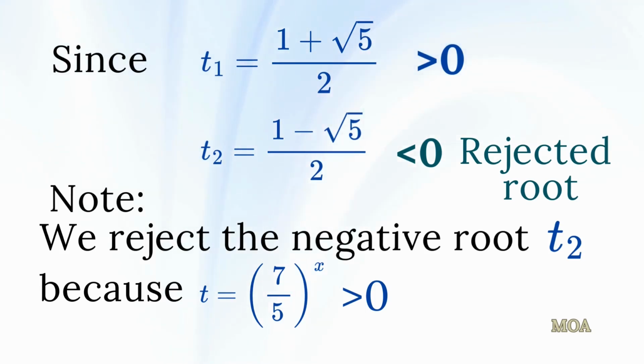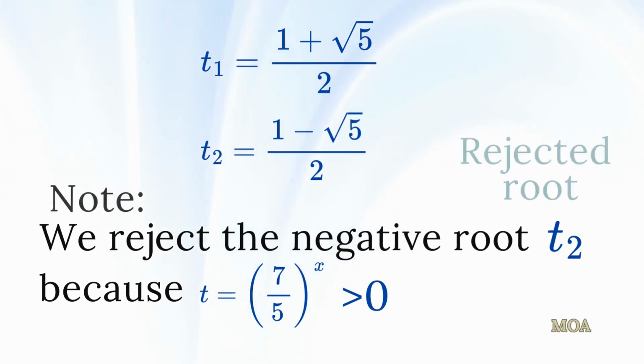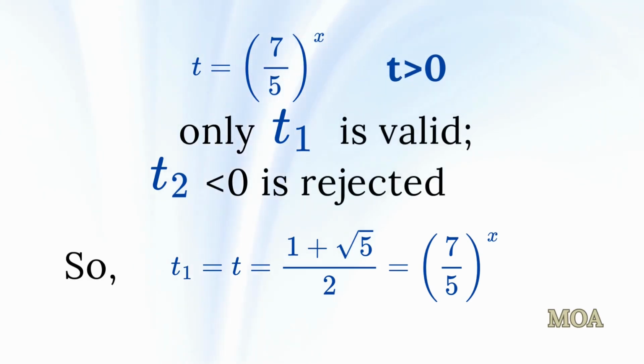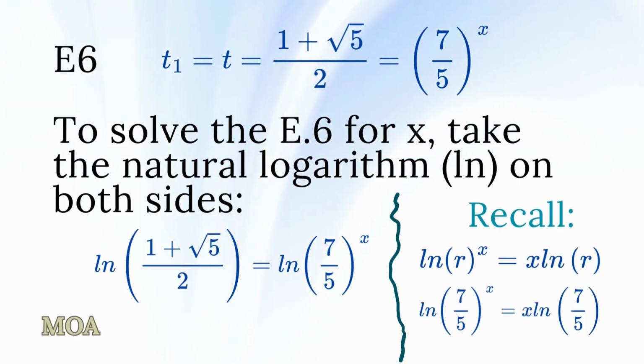Since t equals (7/5)^x, which must be positive, only the first root is valid. The negative root is therefore rejected. Hence, the first root t1, which equals (1 + √5)/2, is equal to (7/5)^x, as shown in equation E6.